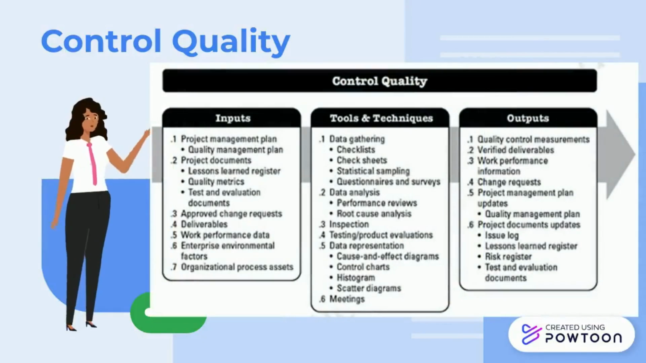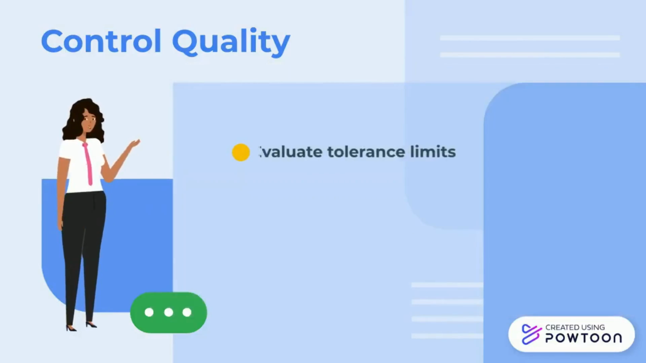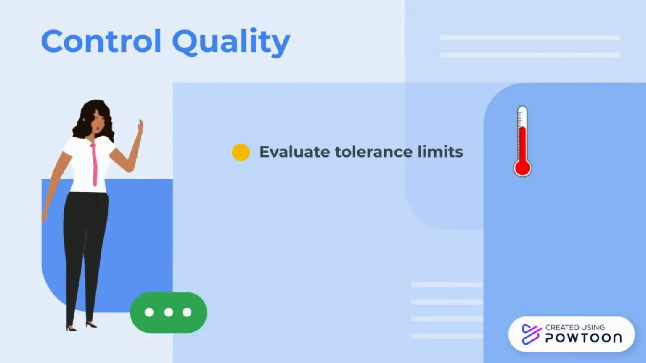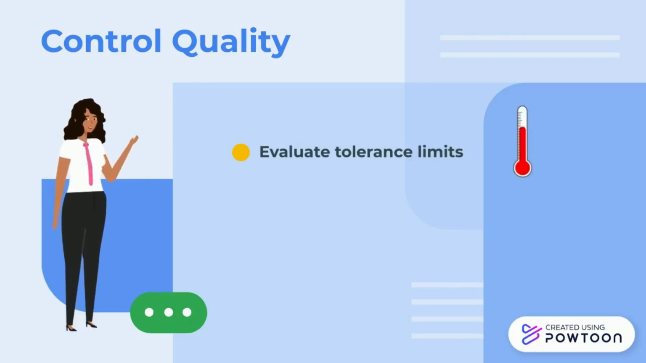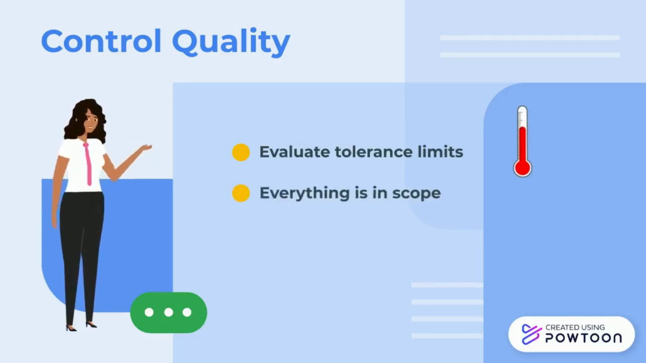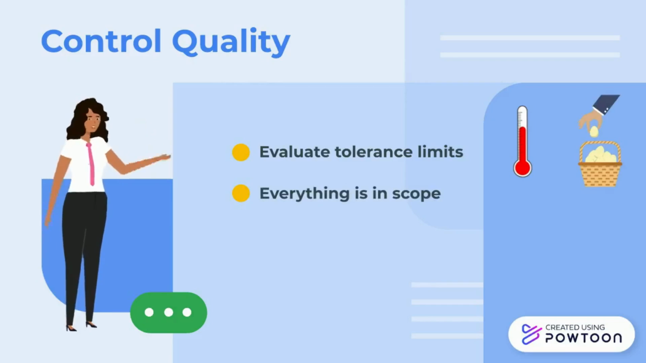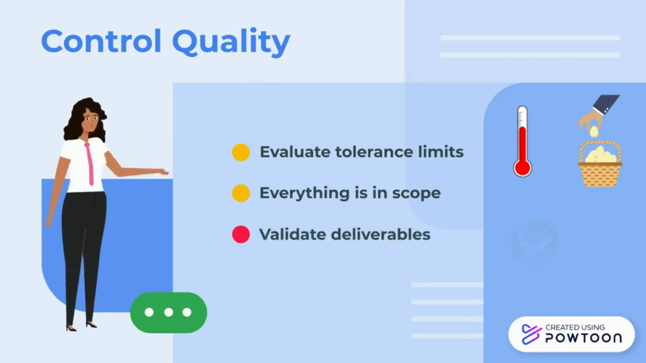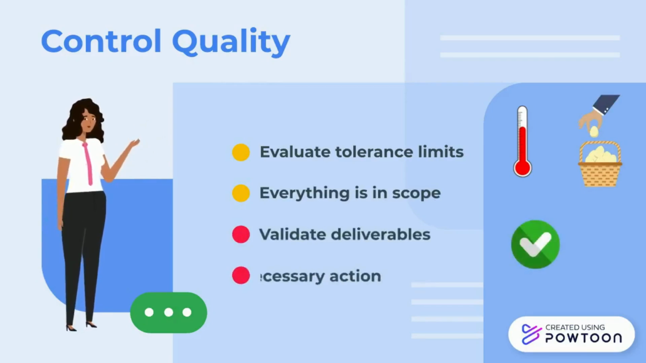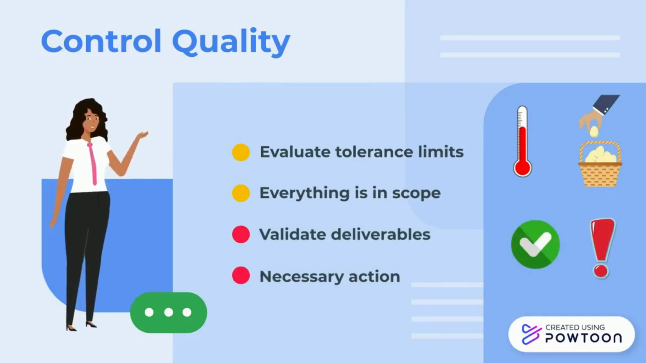The final process is called control quality. Control quality is the process of evaluating whether the product or service meets tolerance limits set in the quality management plan. Quality control is very crucial in project management because it ensures that everything is within the scope of the project plan. Some benefits include validating deliverables and recommending necessary actions to keep the process within control limits.